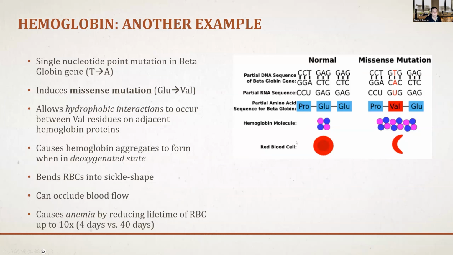And what's interesting is it's caused by a simple point mutation. One thymine becomes an adenine. The resulting protein gets a valine instead of a glutamic acid, and boom, all of a sudden, we're done. And you end up with this particular phenotype known as sickle cell anemia.